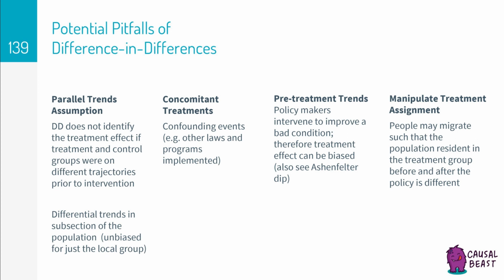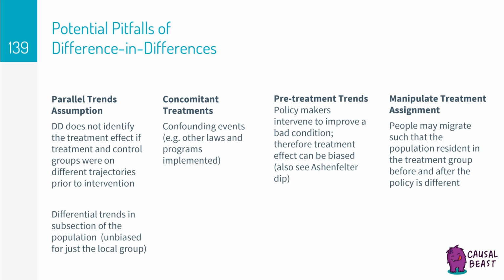The first problem is rooted in the parallel trends assumption. The difference in differences technique does not identify the treatment effect if the treatment and control groups were on different trajectories prior to the treatment. The second problem is concomitant treatments, also known as confounding events. The idea here is that there are many laws and programs which are being implemented, so there is of course a good chance that we are picking up the effect of one or more of these confounders and not the actual treatment we care about.